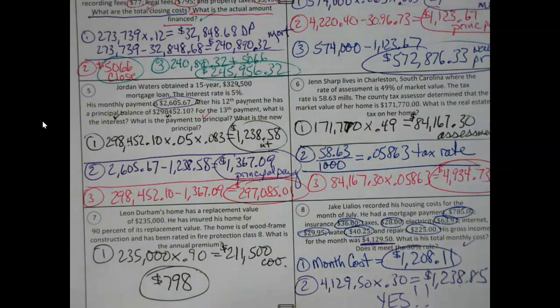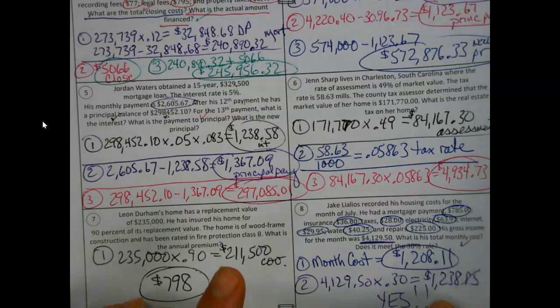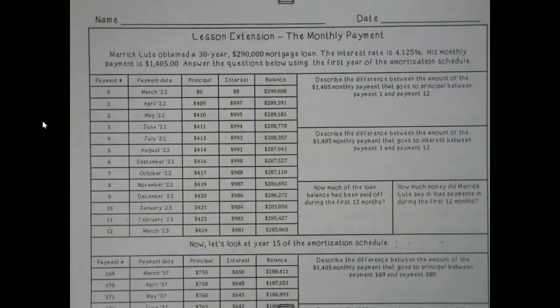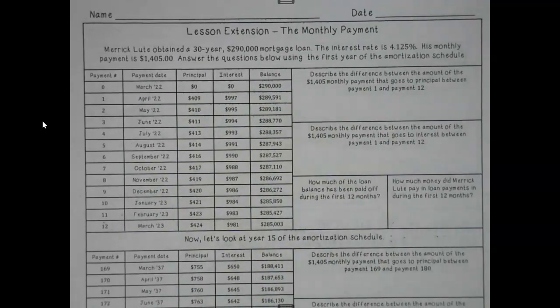So quiz-wise, that's kind of what you're looking at tomorrow, except with an insurance premium sheet that's not messed up. Now, on the back, because sometimes to see some things again besides the problems we do in an application isn't a bad idea, I do want to kind of get you started here. So Merrick took out a 30-year, $290,000 mortgage loan. The interest rate was 4.125. His monthly payment is $1,405. Answer the questions using the first year of the amortization schedule.